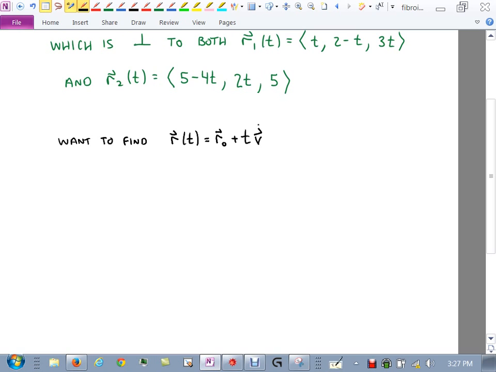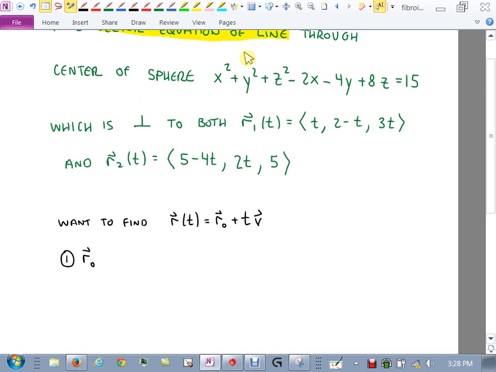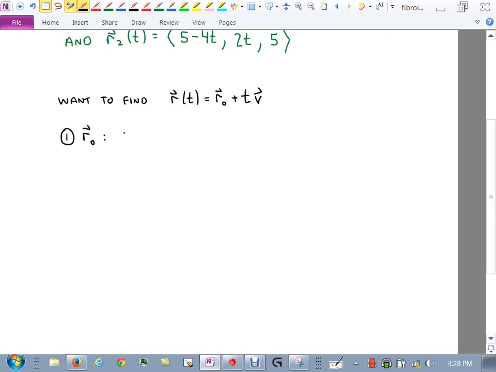A point on the line will allow me to generate r naught, right? And I need a direction of the line. Those two things are the only things I need, right? So first thing I'm going to try and find is r naught. r naught will come from any point on the line, right? The problem itself says the line goes through the center of the sphere, right? So for r naught, I will find the center of the sphere.